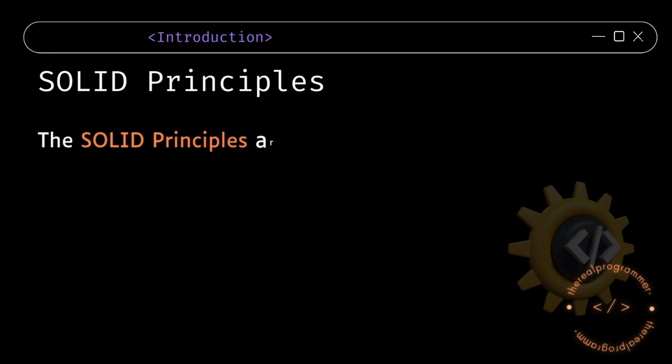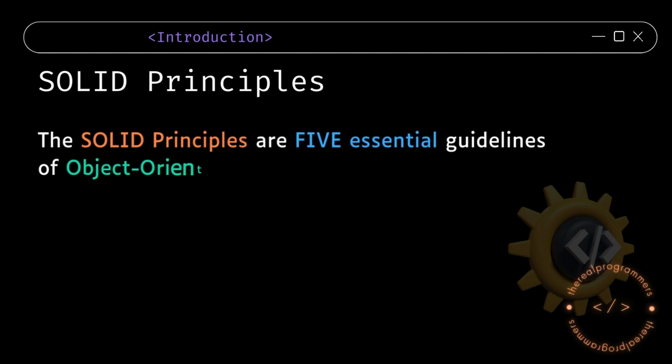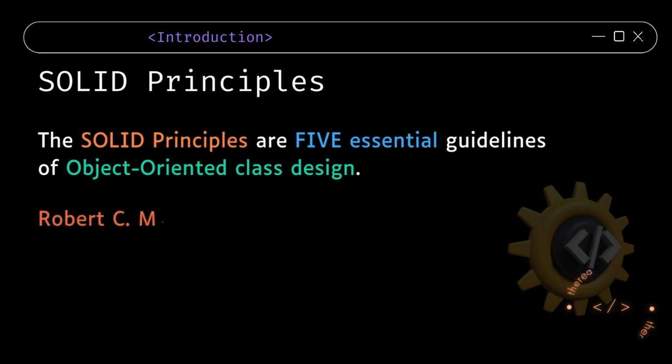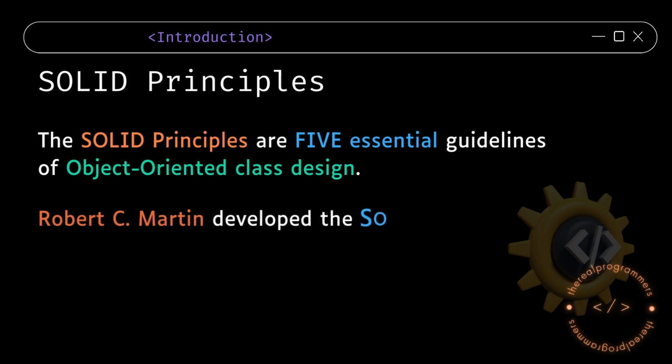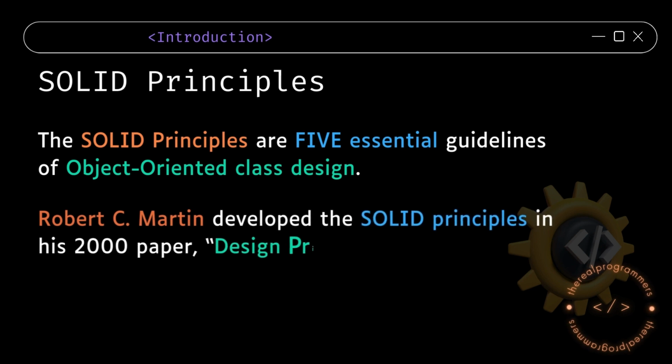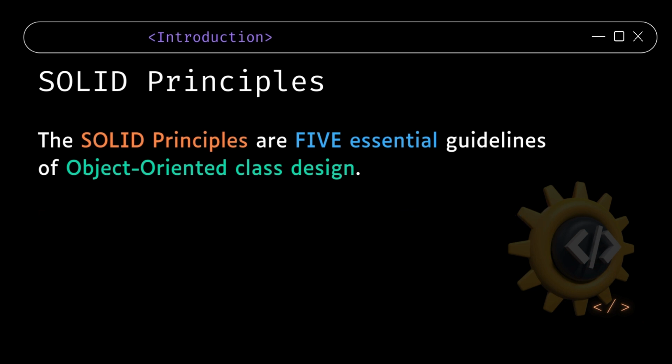Let's start with the definition of the SOLID principles as a whole and where they came from. The SOLID principles are five essential guidelines of object-oriented class design. Robert C. Martin developed these SOLID principles in his paper named Design Principles and Design Patterns in the year 2000. He believed that successful software would always need to evolve, and without a good design principle, software becomes rigid and fragile, which makes software impossible to enhance and maintain.